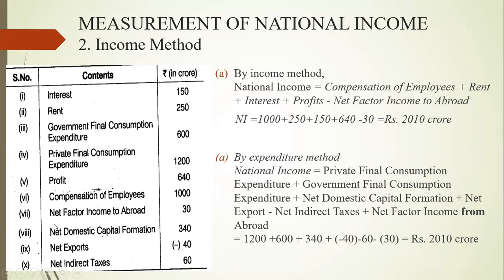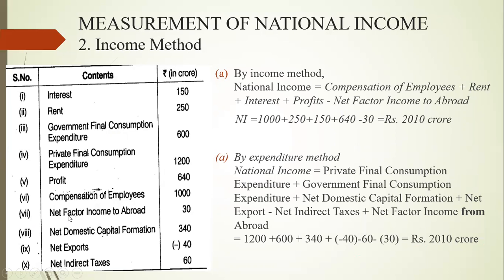Now if in the exam they say solve national income by income method, at that time you should know which data is of your use. There is a lot of data which is not used when we are calculating national income by income method, but that data we can use by some other method also. So we know the formula for national income: compensation of employees, rent plus interest plus profit minus net factor income to abroad.